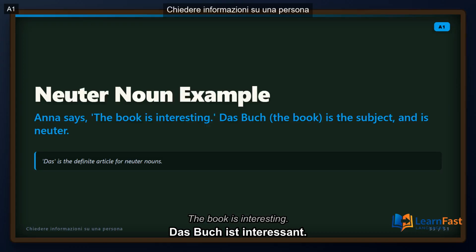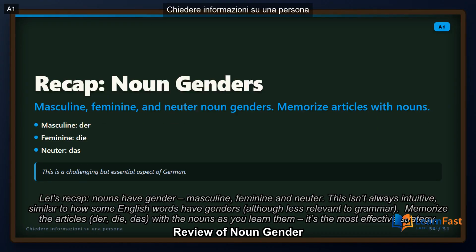Das Buch ist interessant. Let's recap. Nouns have gender: masculine, feminine, and neuter. This isn't always intuitive, similar to how some English words have genders, although less relevant to grammar. Memorize the articles with the nouns as you learn them. It's the most effective strategy.